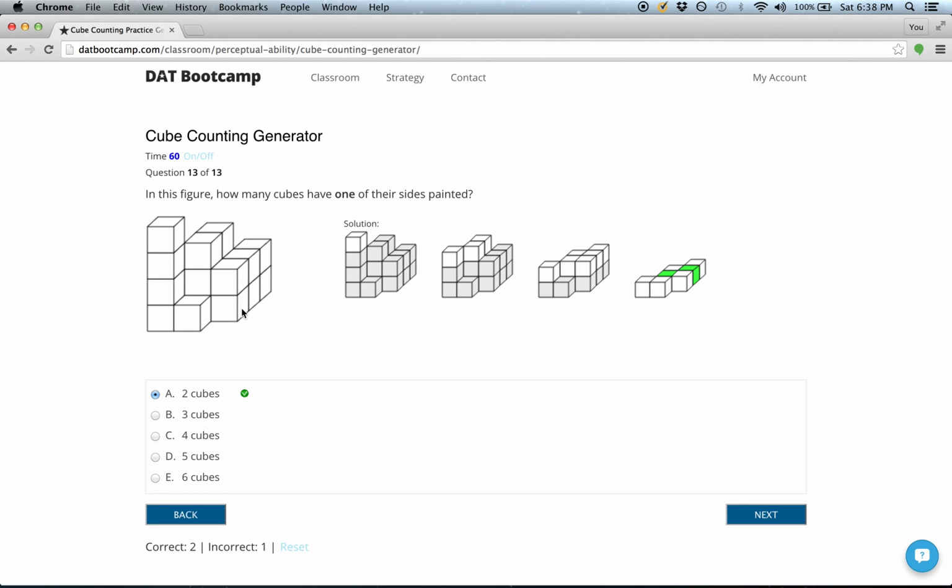Each cube figure has about 15 to 20 cubes, which is what you're going to get on the DAT. So it's very realistic practice. If you practice for a little bit every day and try to get the right answer every single time, you will start acing this section, and there's no reason why you cannot get all 15 questions right on your DAT.